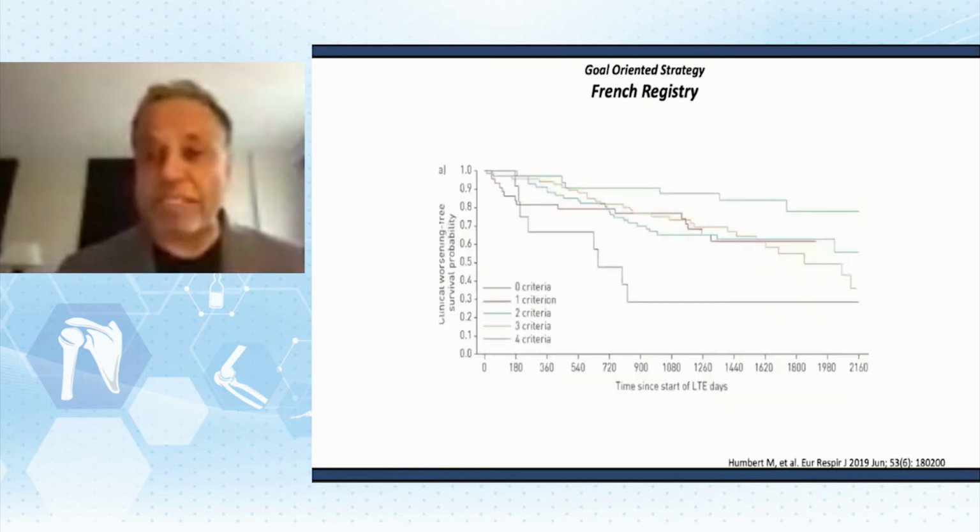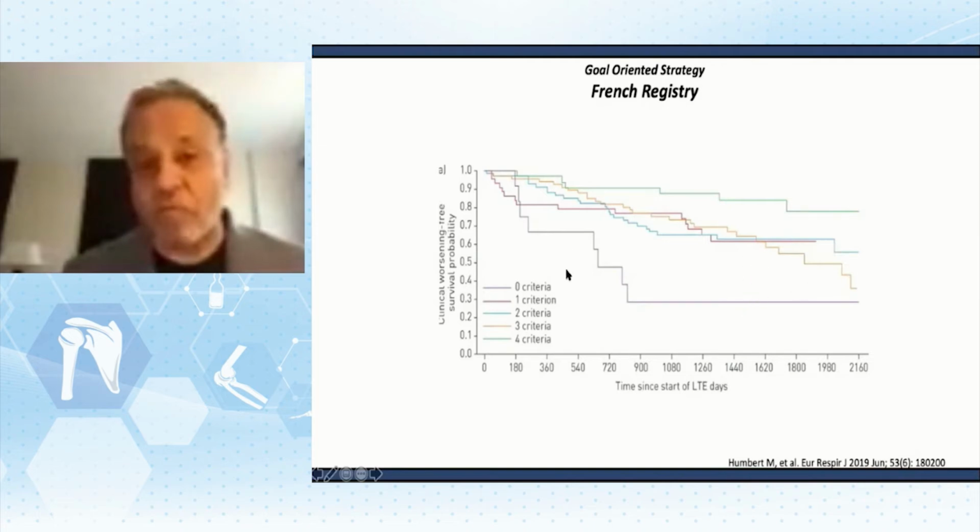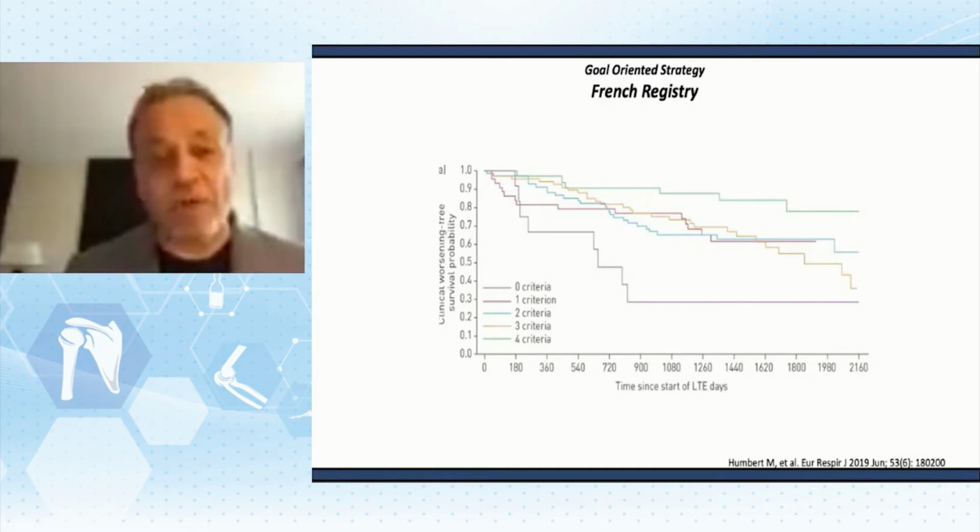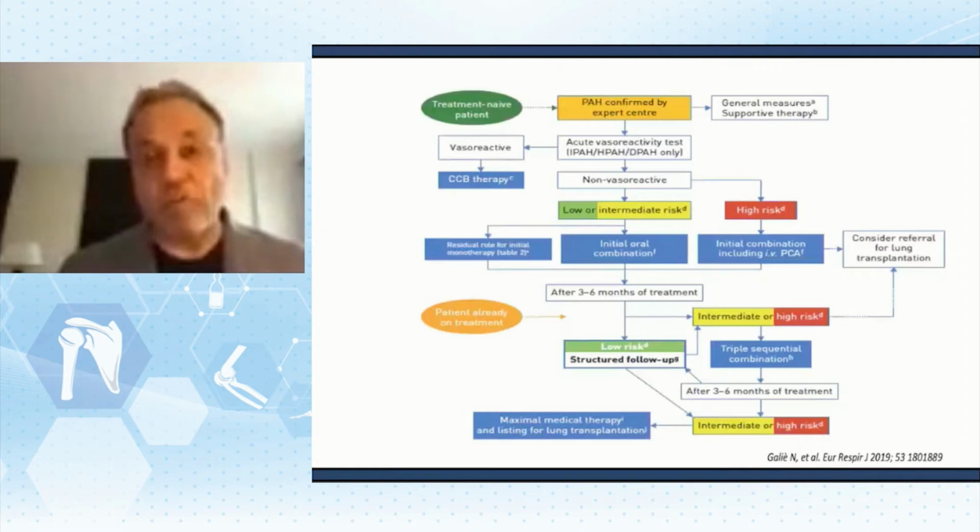When you look at how that worked, looking at this green, yellow, and red zone, this was the French registry showing that patients who fulfill the 4 criteria, including the symptoms, echo, biomarkers, and hemodynamics, do much better than those who achieved only 3, 2, or 1, or no criteria whatsoever, when the outcome became so miserable. So really, the bottom line here is to reach as many criteria as possible to say that now my patient is at target.